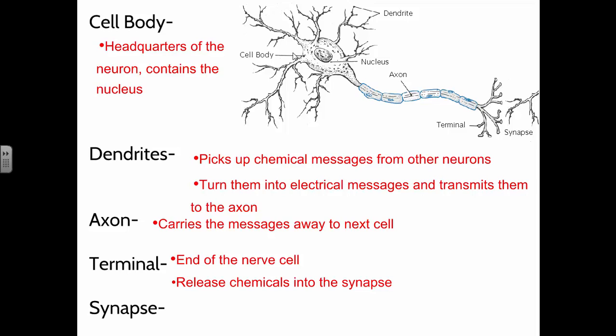And then we're back at the start again. This is another neuron. They pick up that chemical signal, turn it into an electrical signal, and carry it further. And that continues, the impulse being passed from one neuron to another, until the message reaches its destination. So the synapse is this little gap between two neurons.